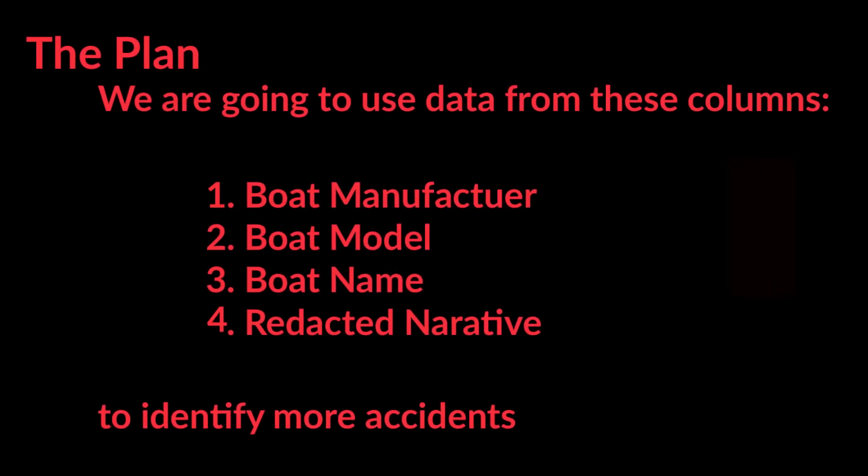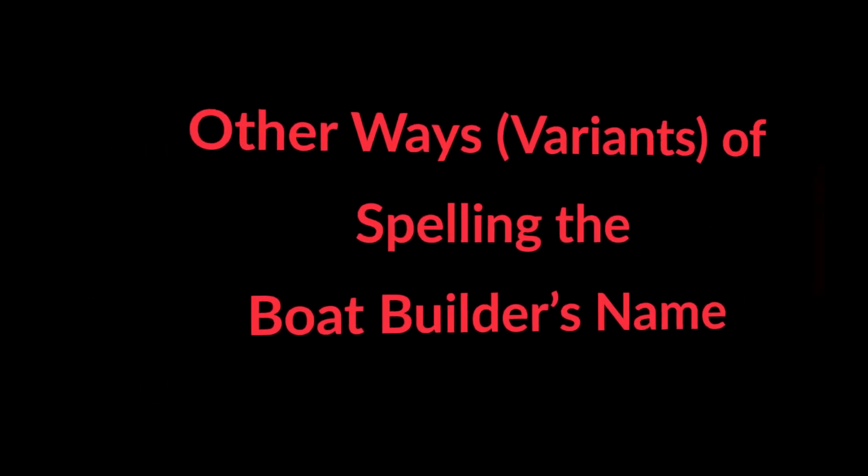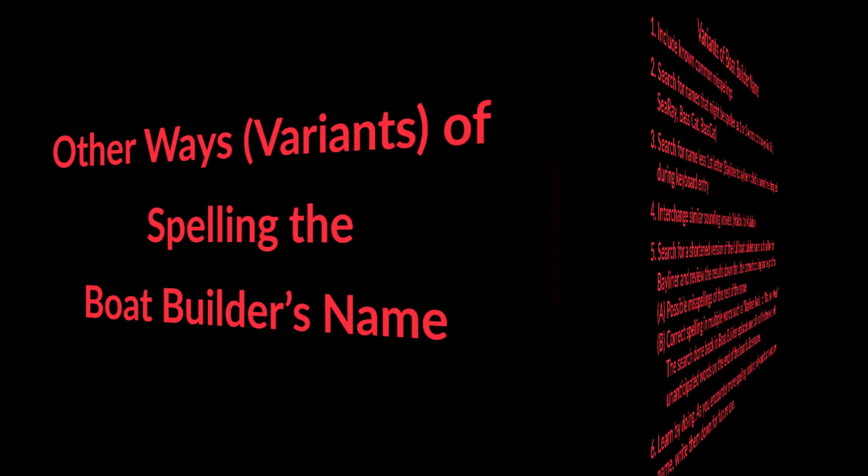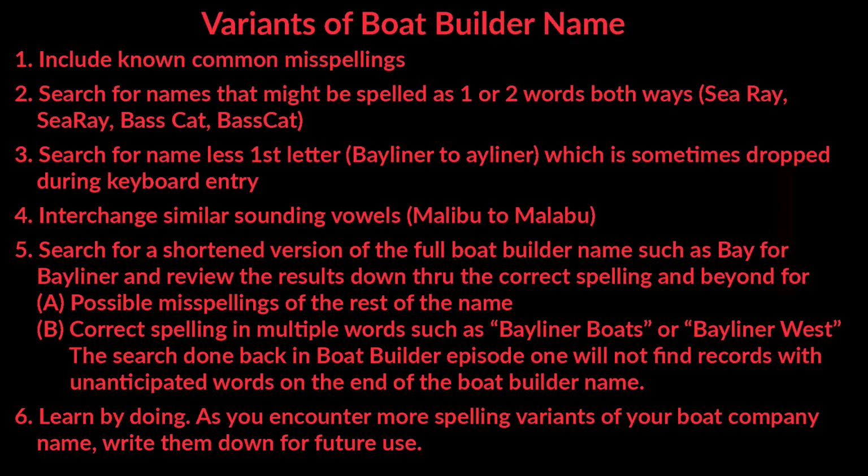The plan is we're going to use information in the boat manufacturer, boat model, boat name, and redacted narrative columns in combination with some techniques we will reveal later to identify additional Malibu accidents in BARD. Now we're headed toward identifying other ways of spelling the boat builder's name, then searching the boat manufacturer's column for those names. We have identified a process by which to identify alternative boat builder names or variants of the spelling of the boat builder name.